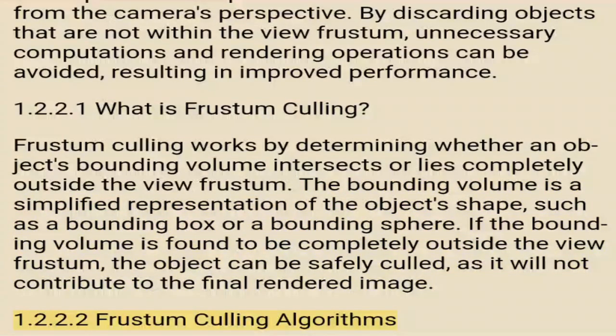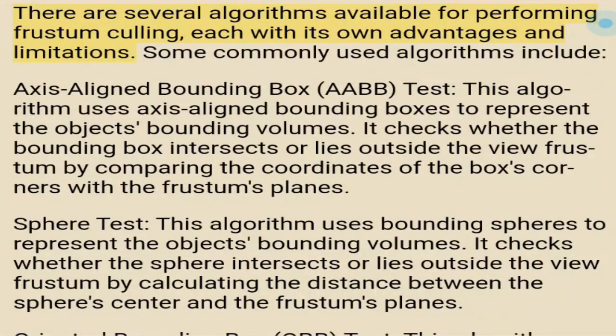1.2.2.2 Frustum culling algorithms. There are several algorithms available for performing frustum culling, each with its own advantages and limitations. Some commonly used algorithms include the axis-aligned bounding box (AABB) test. This algorithm uses axis-aligned bounding boxes to represent the object's bounding volumes. It checks whether the bounding box intersects or lies outside the view frustum by comparing the coordinates of the box's corners with the frustum's planes.